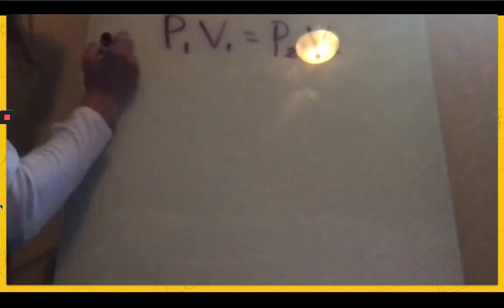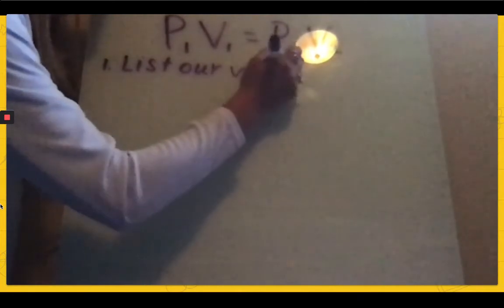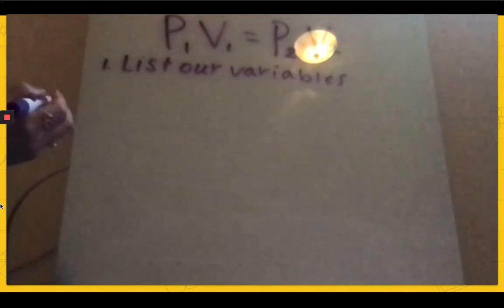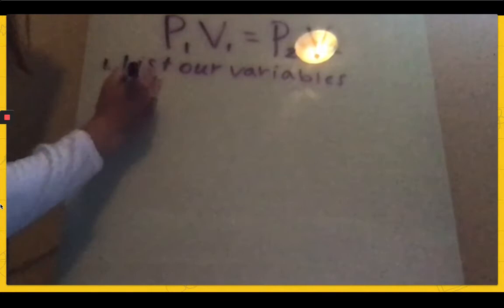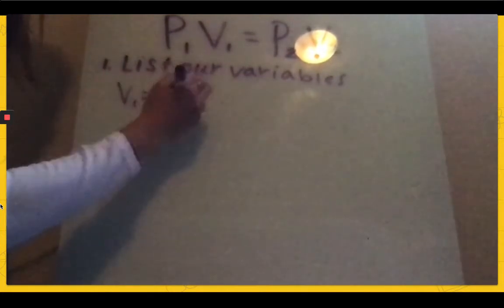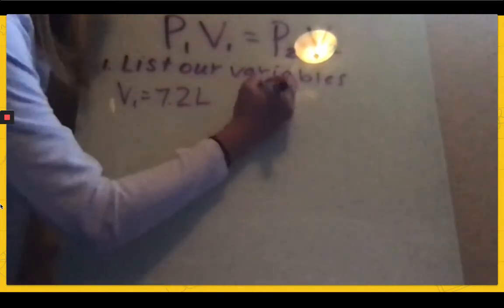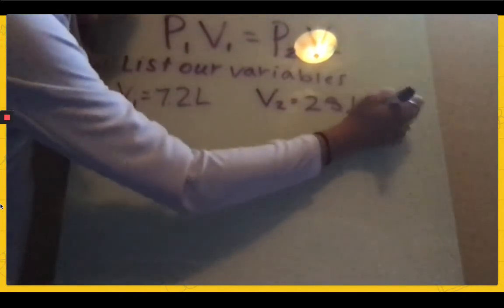Just like before, we are going to list our variables first. When looking at the problem, it tells us that a balloon has a volume of 7.2 liters, so our initial volume is going to be 7.2 liters. It tells us the pressure is reduced to 2.0 atm and expands to a volume of 25.1 liters. So our final volume, or V2, is 25.1 liters.